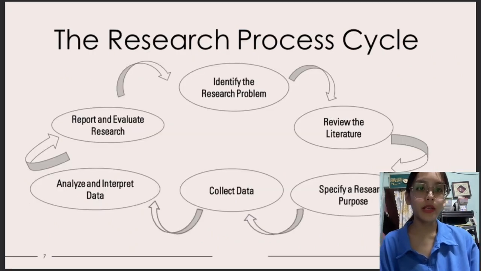The research process cycle. First, identify the research problem. Next, review the literature. Specify a research purpose. Collect data. Analyze and interpret data. And lastly, report and evaluate research.